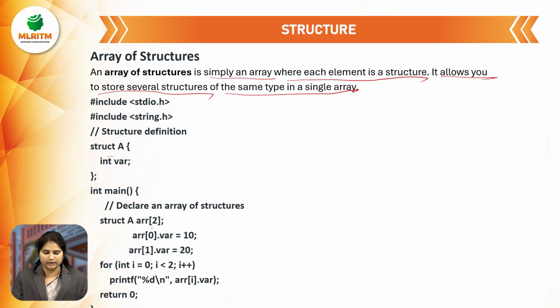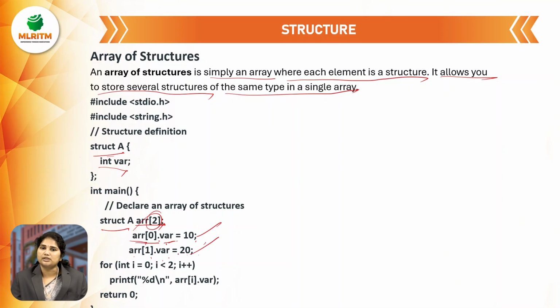Here, see in this example: struct A, we are declaring one variable, struct A array of 2. How many elements are we declaring? 2. Array of 0 dot var equals 10. How will we access the array elements? Array name, index, dot, variable name equals value. Array name, index, dot, variable equals 20. Like this we will initialize.